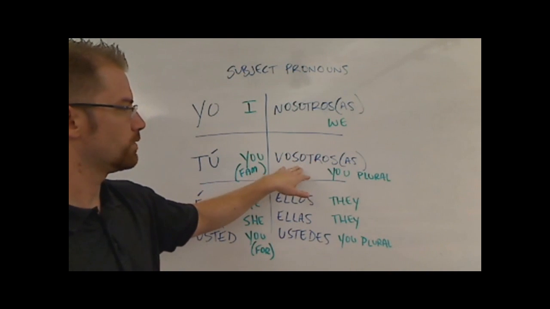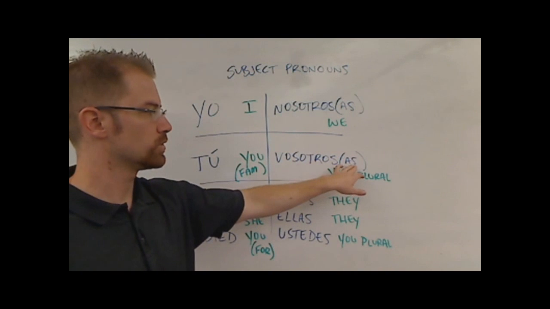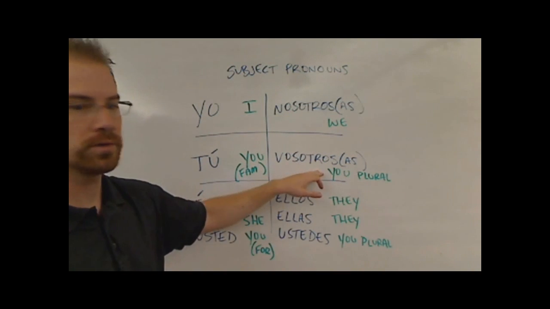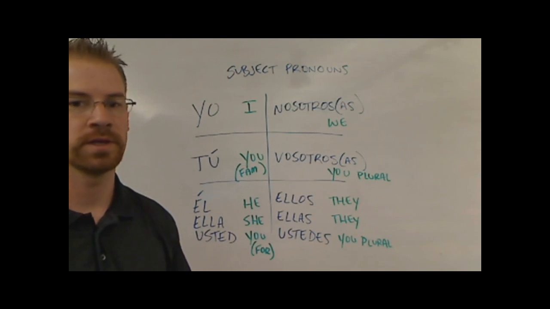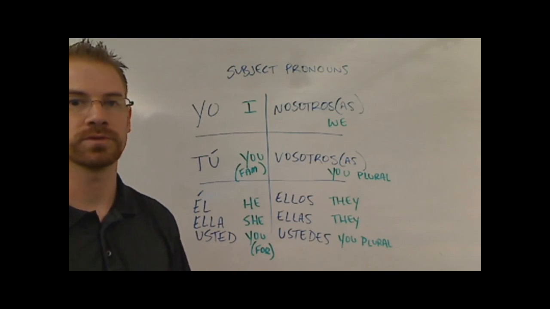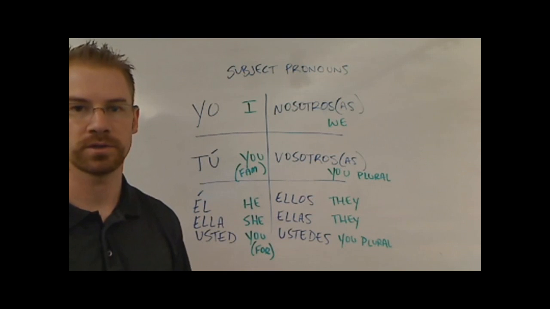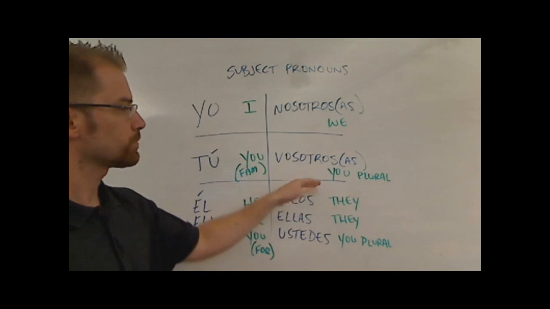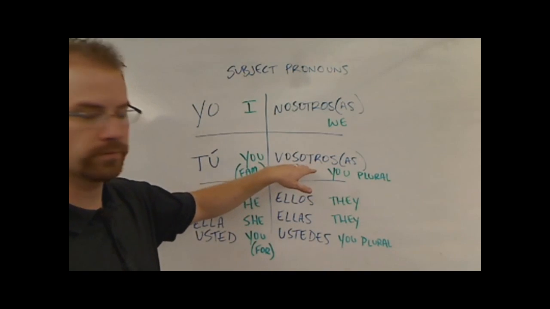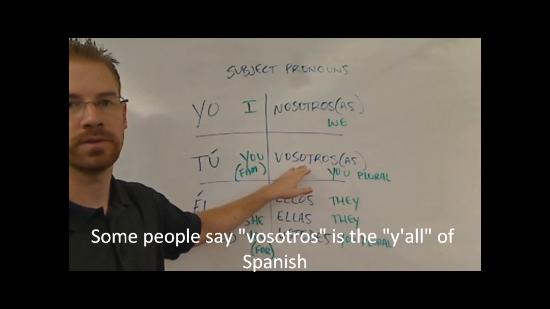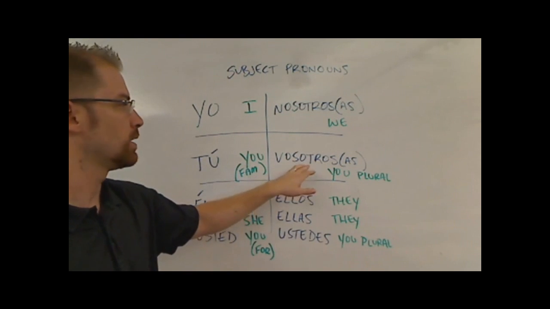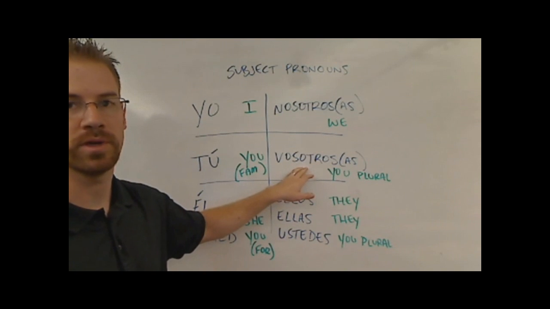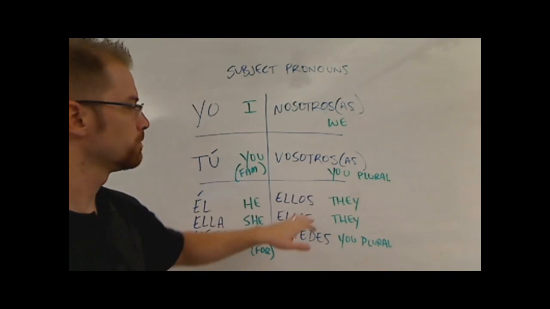Over here we have vosotros or vosotras, and this is you plural, like if I was talking to my students or if you were talking to a group of your friends, you could refer to them as vosotros or vosotras, depending on if they're guys and girls or just girls. This form of verbs that you will learn is commonly used in Spain and not really much else in other parts of Latin America, so some of your teachers might not teach this to you, but I am going to because it is a part of the language.